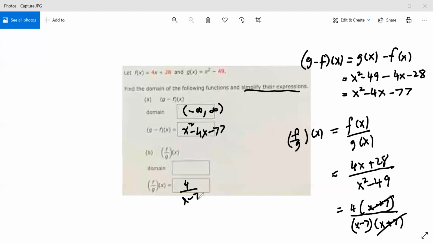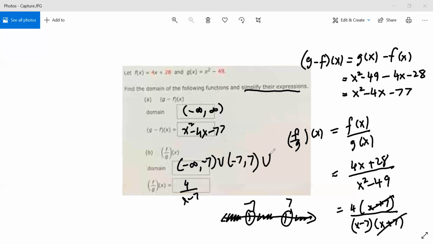Now let's look at the domain. Because this is a rational function, I'm going to have to delete 7 and negative 7, because 7 and negative 7 make the bottom 0. So I delete negative 7 and 7 from the real line. Negative 7 is here, so I delete it. Positive 7 is here, I delete it. So the domain will be negative infinity to negative 7, union negative 7 to 7, union 7 to infinity. That will be the domain of f divided by g.